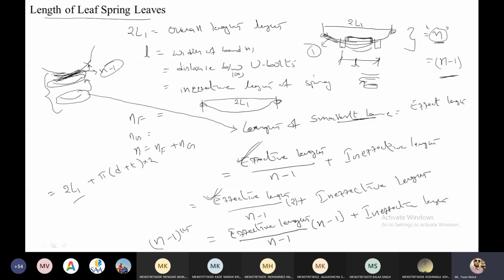So what is this portion? This half portion, two sides we are having, so the reason we are multiplying with 2 is d plus t. D is the inside diameter of the eye, and t is the thickness of the master leaf. This one is the eye. These eyes are used to assemble the springs to the chassis.